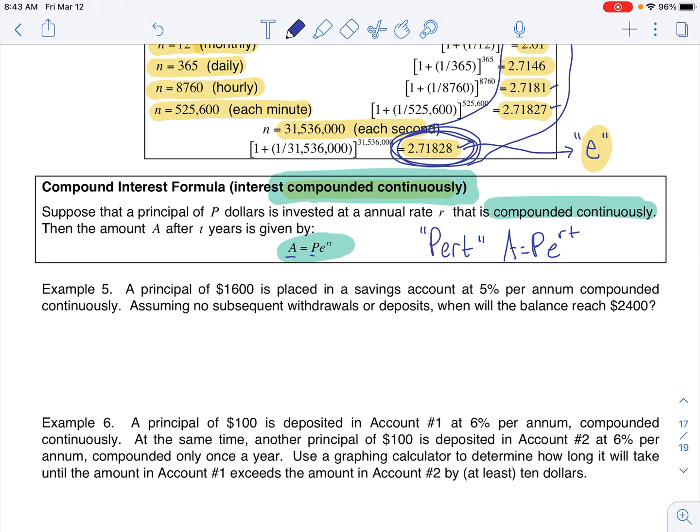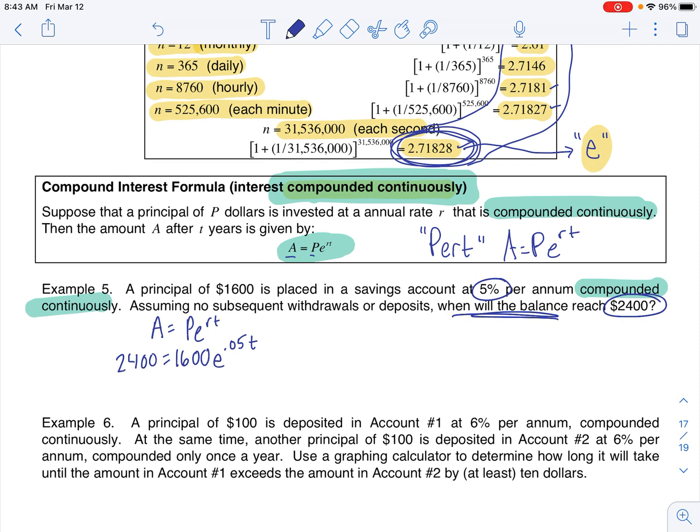All right, example 5. So let's work through a problem here. Again, if you see those words compounding continuously, you automatically write down the formula P E to the RT. Principal was 1,600. E is just E. 5% is my rate, so I rewrite it as 0.05. It wants to know when will the balance reach 2,400. So I don't know T, but I know that A is 2,400.